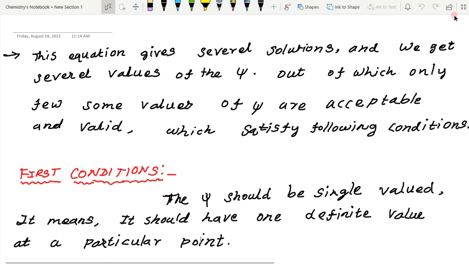This equation gives several solutions and we get several values of psi, out of which only some values of psi are acceptable and valid, which satisfy the following conditions. Let's see. First condition, the psi should be single valued. It means it should have one definite value at a particular point.